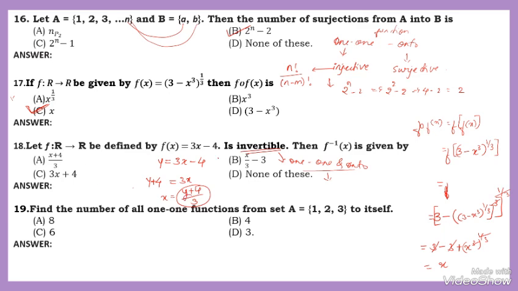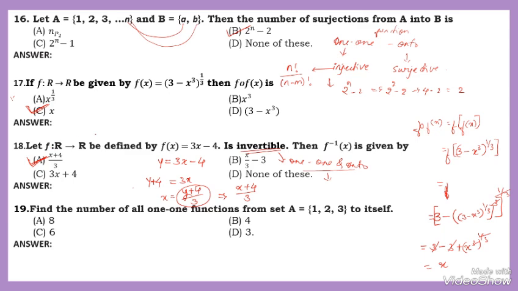Check the options. There is no option similar to this, so replace y by x in the answer. That is x plus 4 divided by 3. Now check the options. Option A matches. So the answer is x plus 4 divided by 3.